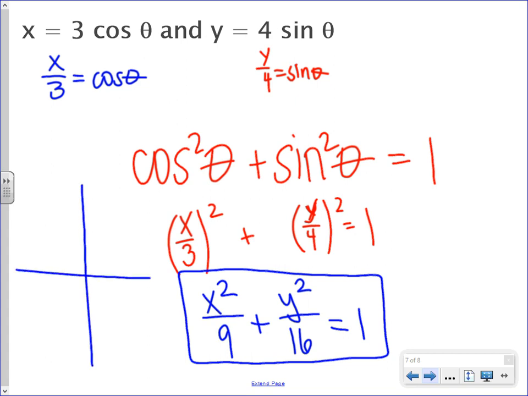And what do we know about our ellipse? We know that the center is at 0, 0. We know vertically A is 4. B is 3. Now we have to figure out which direction this guy's going. Okay, this really isn't that bad.